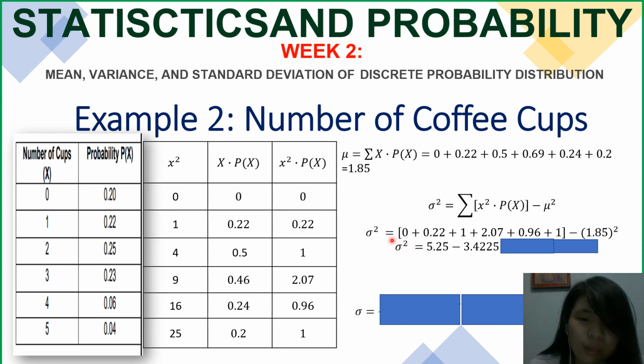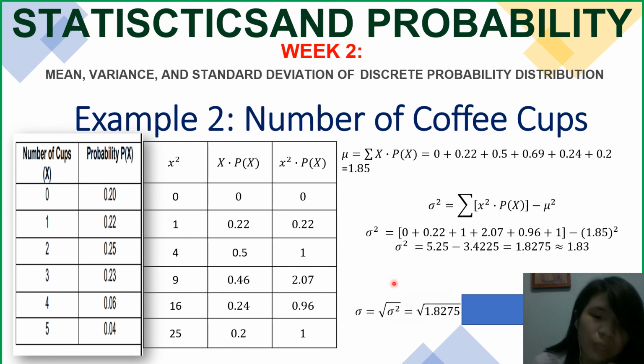I just write variance here. The symbol for variance, pwede naman siya. So, sigma squared is equal to, the sum of this is equal to 5.25, subtracted by the square of 1.85, which is 3.4225. So, when you subtract this, you will get an answer of 1.8275, which is approximately equal to 1.83. So, nearest to the hundredths place, yung pangatlong decimal is 7. Therefore, we round it up, kaya naging 1.83 siya.